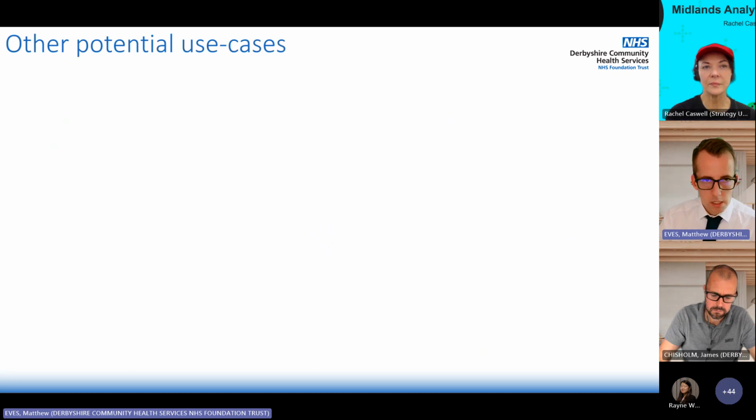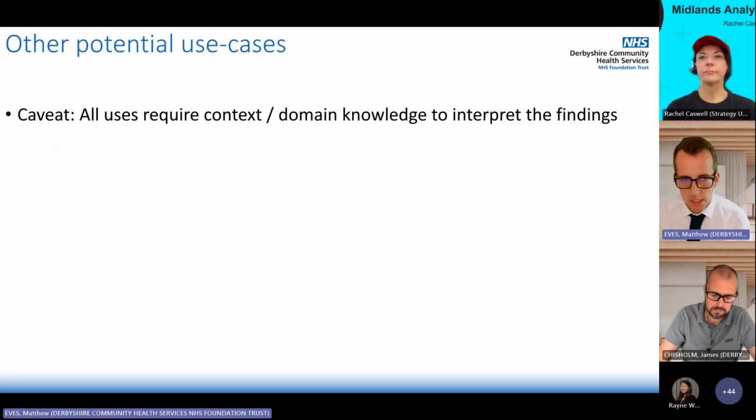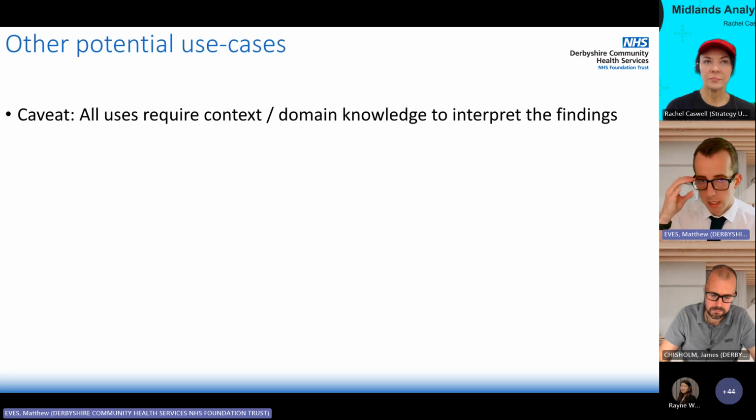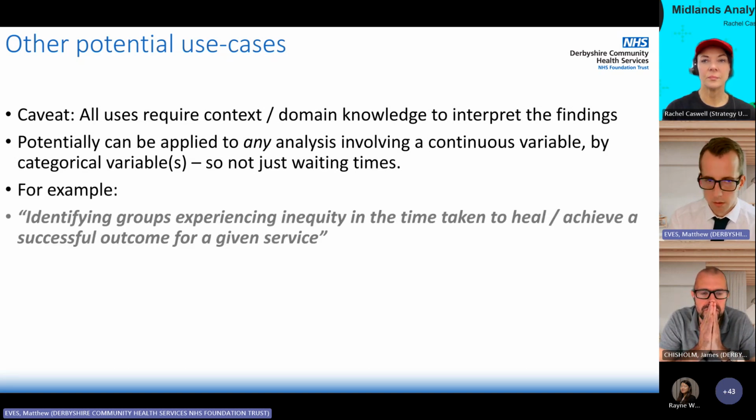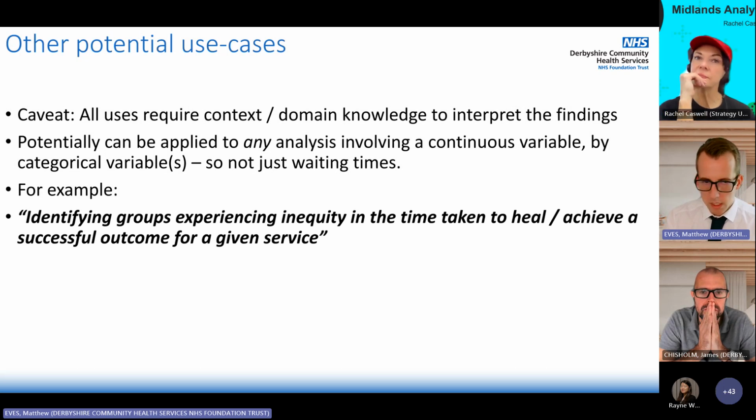Other possible use cases, with the caveat that using it in other cases might need domain knowledge or contextual knowledge to interpret the findings. We thought it could potentially be applied to anything involving a continuous variable by categorical variables. So abstracting that a little bit, it could be something like identifying groups experiencing inequity in the time taken to heal or achieve a successful outcome for a given service.